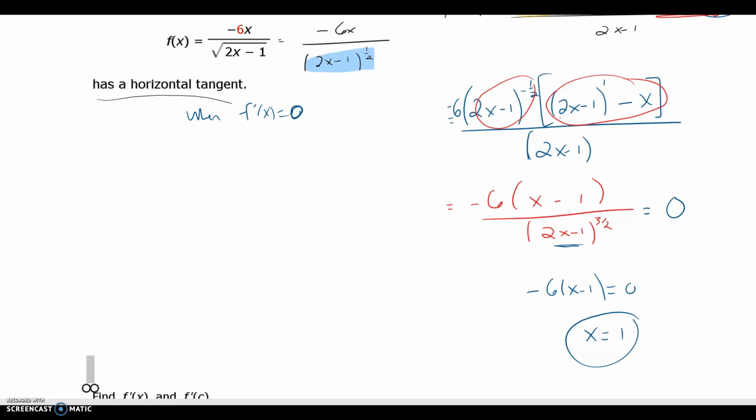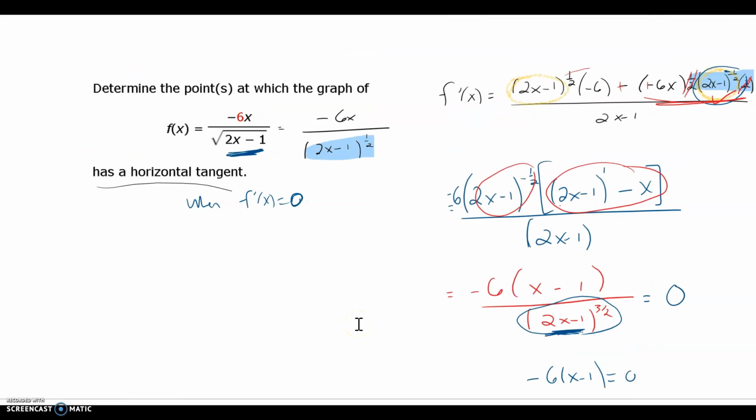And the only issue with our domain would be, well, it can't be a half, right? I guess we would be worried about where this is negative too, right? Where that comes from the function itself. But we don't have to worry about that because x equals 1. The function's defined there. The derivative's defined there, so we're good.